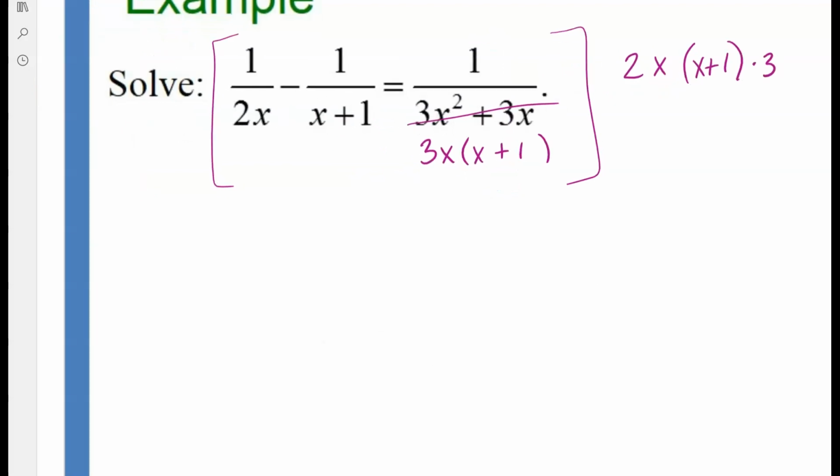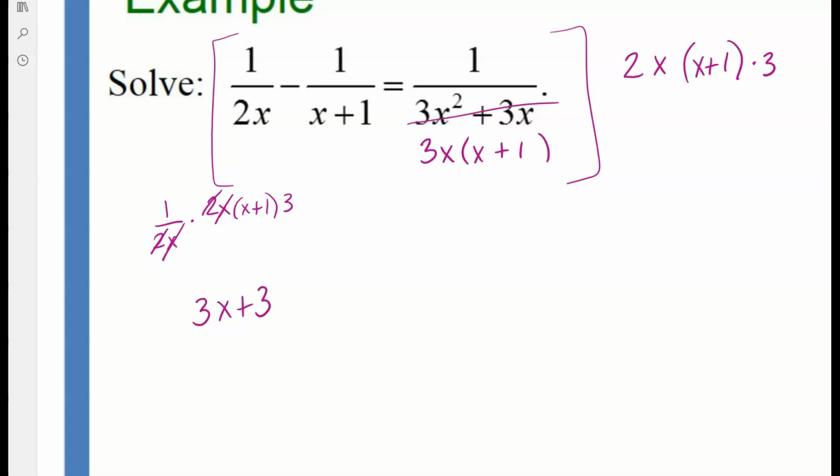Now let's do the same thing that we did before. For each fraction, or even if it's not a fraction, for each term, we're going to multiply by that least common denominator. So if I take 1 over 2x, and I multiply by 2x times x plus 1 times 3, I can see that the 2 over 2 is a factor of 1. The x over x is a factor of 1, so I can cross those off. And then what's left is a 1, the group x plus 1, and a 3. So I just need to multiply those back together. So I have 3x plus 3.